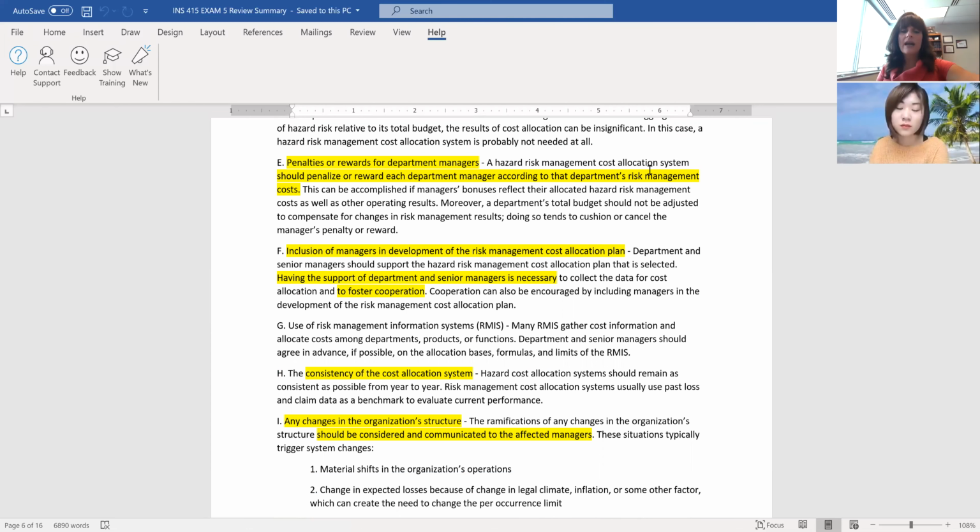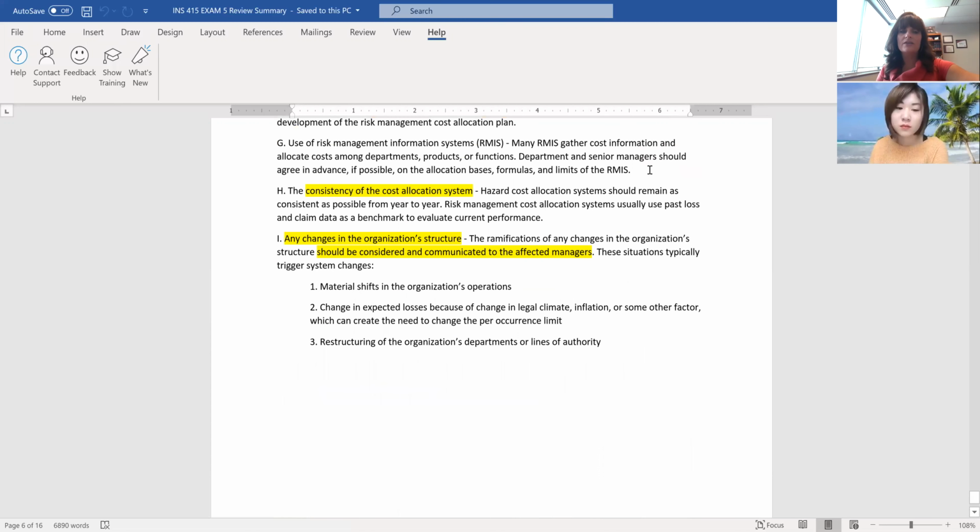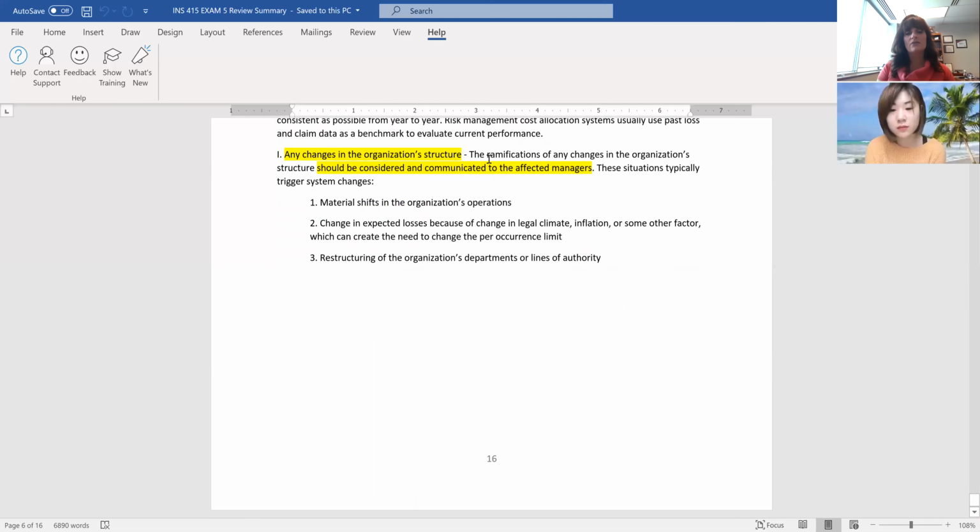You want to have consistency in your allocation system. We talked about this in the previous chapter: if you have a risk management information system, that's going to help you gather costs and know where the charges are coming from. So if you have that system, it would be good. And if at some point your organizational structure changes, like we restructure the electric department, the gas department some other way, you probably want to change your cost allocation method to reflect any structure changes in your organization.